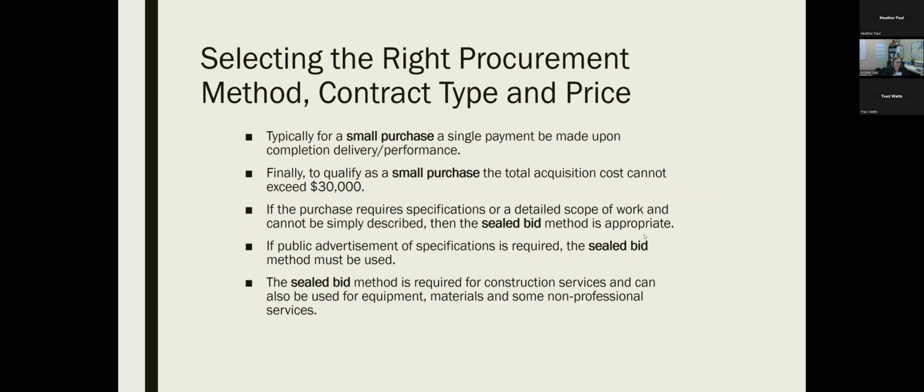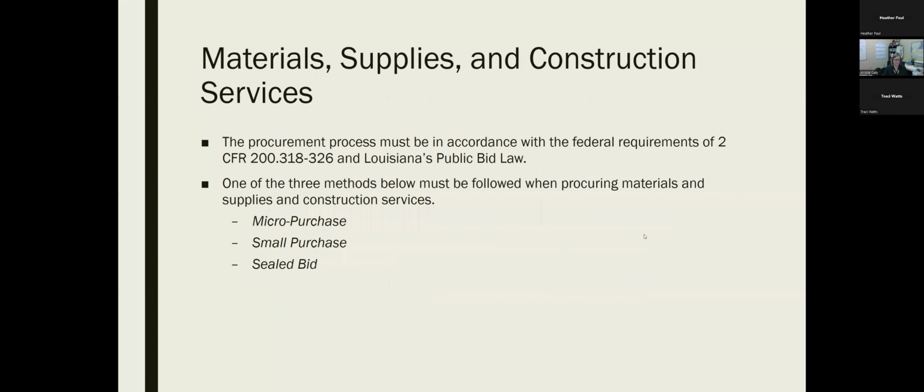If public advertisement of specifications is required, a sealed bid is also used. The sealed bid method is required for construction services and can also be used for equipment, materials, and some non-professional services. The procurement process must be in accordance with federal requirements of 2 CFR 200.318 to 326 and Louisiana's public bid law.